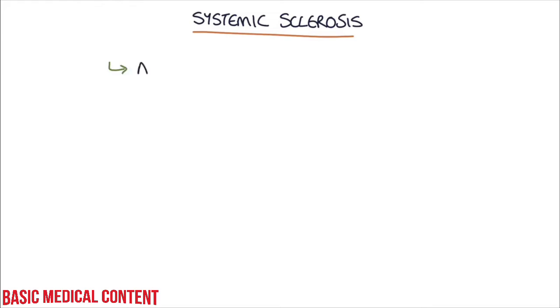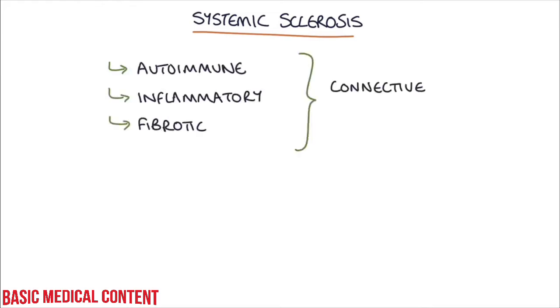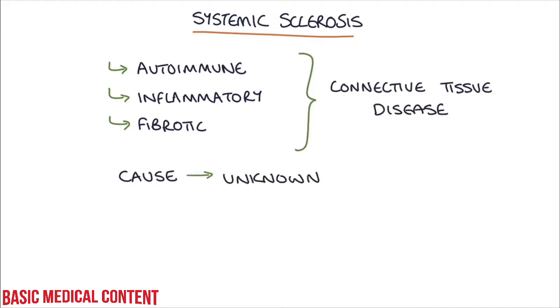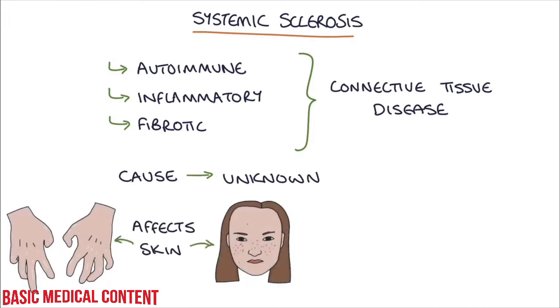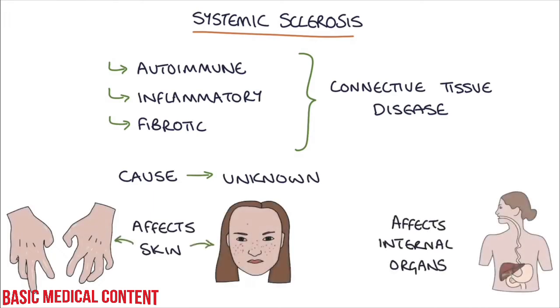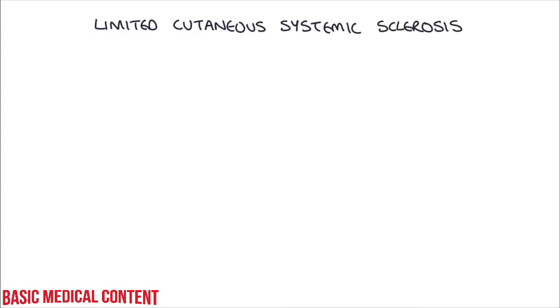Systemic sclerosis is an autoimmune, inflammatory, and fibrotic connective tissue disease. The cause of the condition is unclear. It most notably affects the skin in all areas, but it also affects the internal organs. There's two main patterns of disease in systemic sclerosis: limited cutaneous systemic sclerosis and diffuse cutaneous systemic sclerosis.